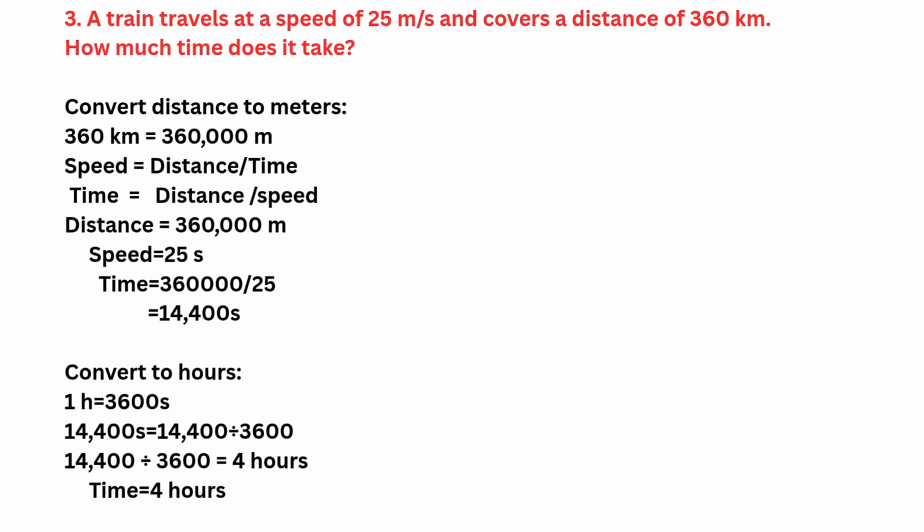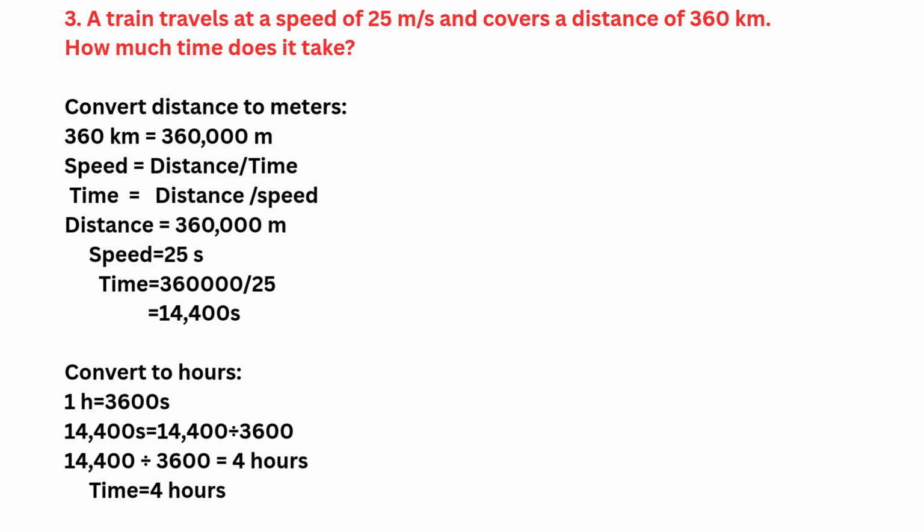Speed is equal to distance by time. From this, time is equal to distance by speed. So distance is 3,60,000 meter and speed is 25 meter per second. We divide distance by speed, so that is 14,400 seconds.